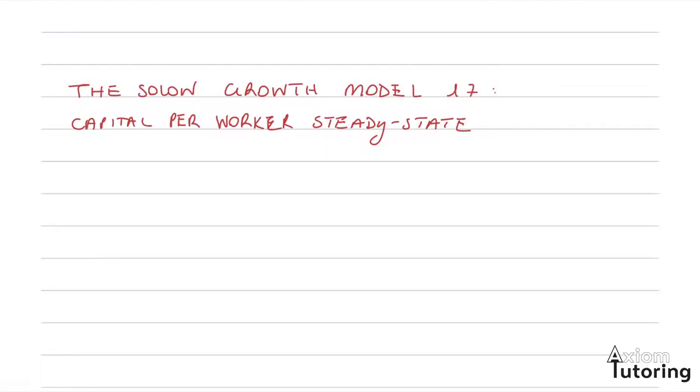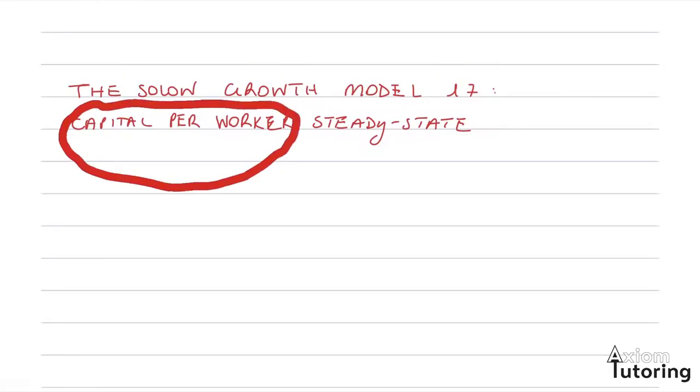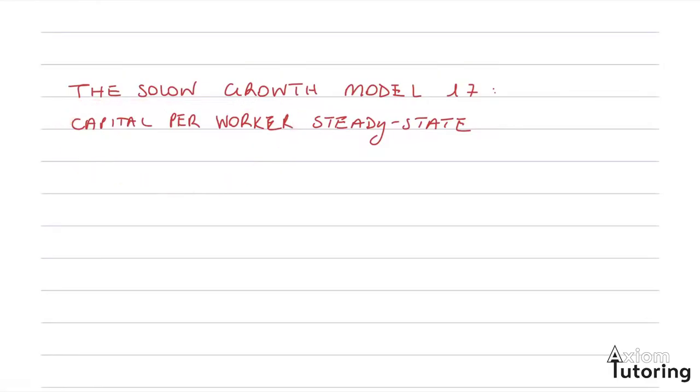Hello everyone and welcome back to this series of videos on the Solow growth model. Specifically in this video, we are going to delve into what capital per worker actually means and what this level of capital per worker is in the steady state in theoretical terms. So what does it look like? What do we need to get there?